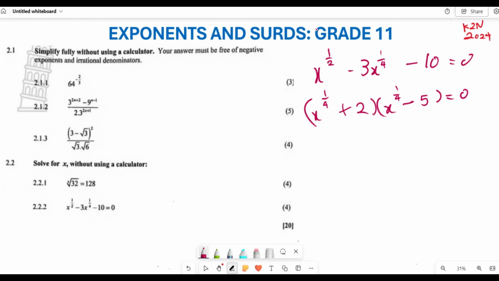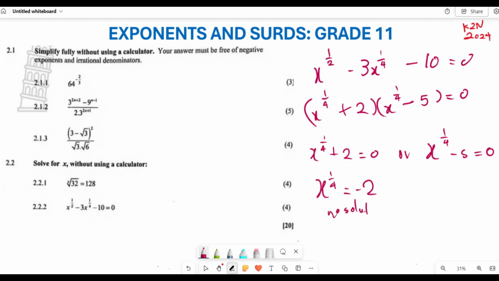And then from here, what else are you going to do? So this is going to be the same as x to the power of 1 over 4 plus 2 equals 0, or x to the power of 1 over 4 minus 5 equals 0 altogether. Now from here, x to the power of 1 over 4 equals -2, and there is no way that we can find a solution. This gives us no solution. When you continue solving this, you cannot actually continue.